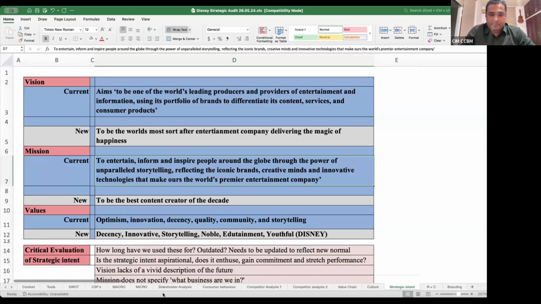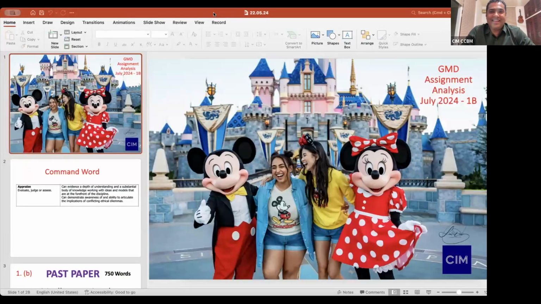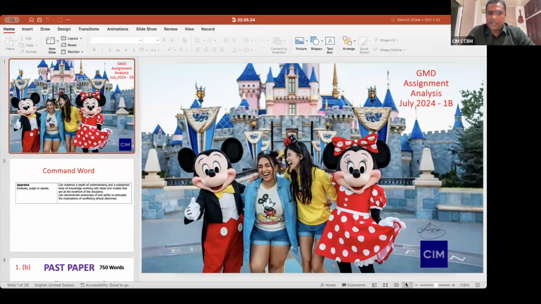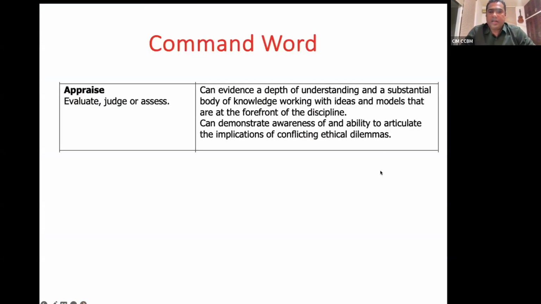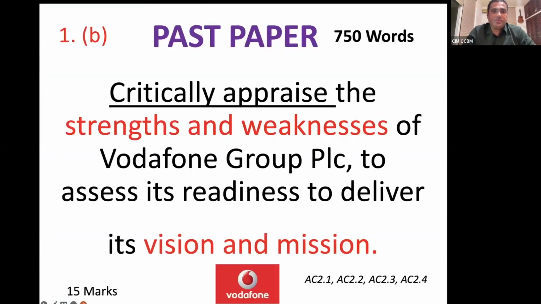Right? Good. So let's look at the question, guys. 1B, 1B has been repeated. You're very lucky. 1B has been repeated. The command word is appraise. So the meaning of appraise.